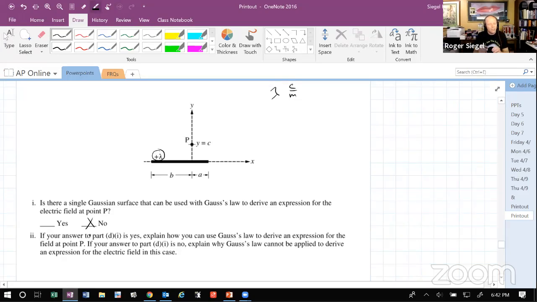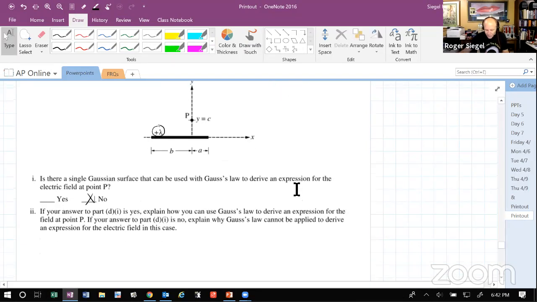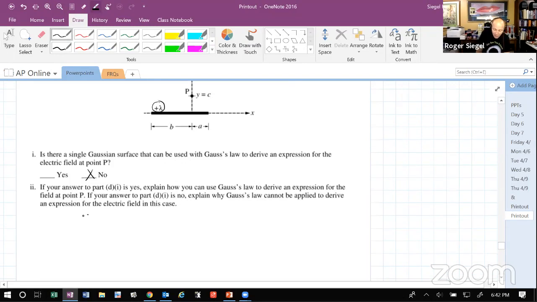Now, I want you to just try and think in a sentence or two, why can't we use Gauss's law? I hope that one of the words that you're going to use to say why we can't use Gauss's law is the word symmetry. The fact is that there is not symmetry in this problem. And since it's not symmetric, we can't use Gauss's law. So Gauss's law requires a high degree of symmetry of the electric field.